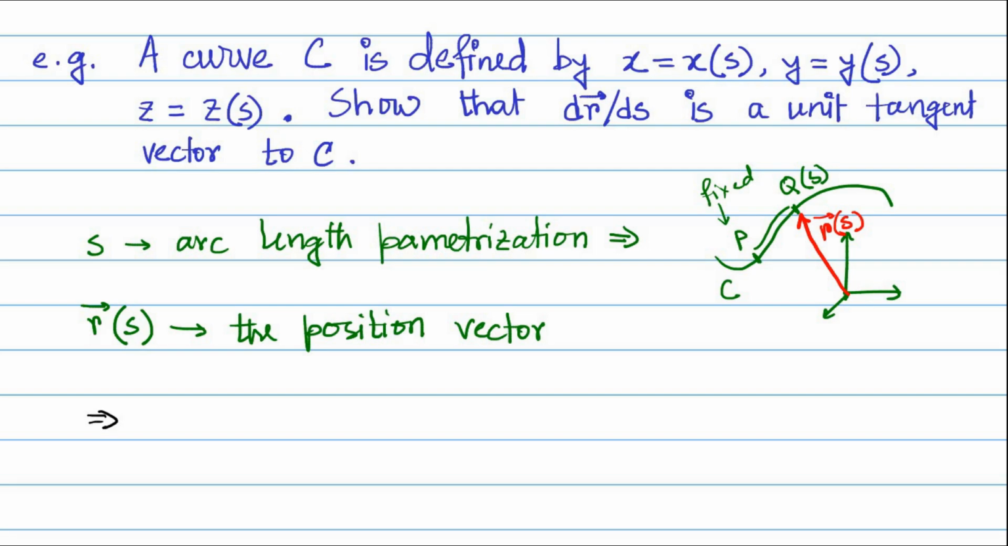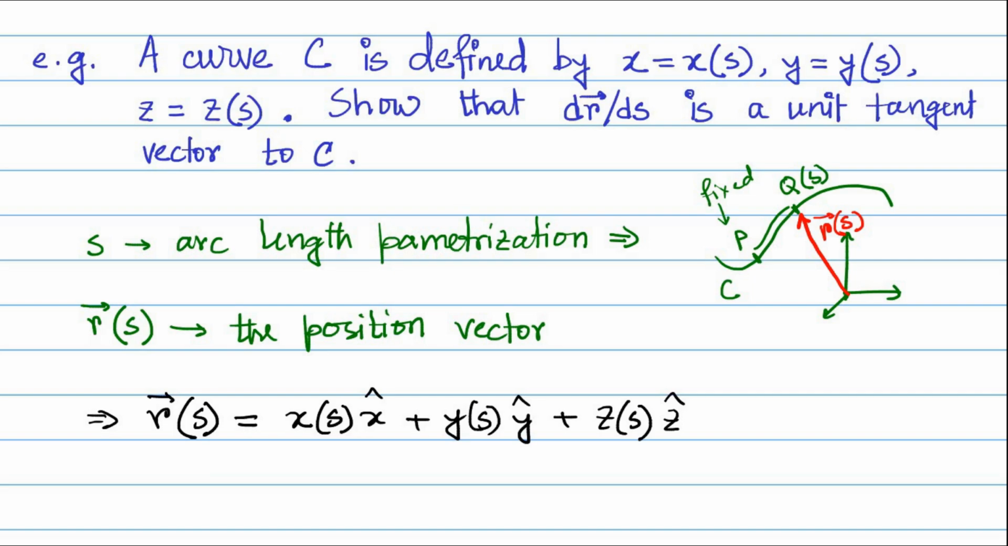Now this r can be explicitly written as x of s times x hat plus y of s times y hat plus z of s times z hat. Alright. Now you can take dr. That means you simply take the differential of each of the coordinate functions. So you have dx x hat plus dy y hat plus dz z hat.